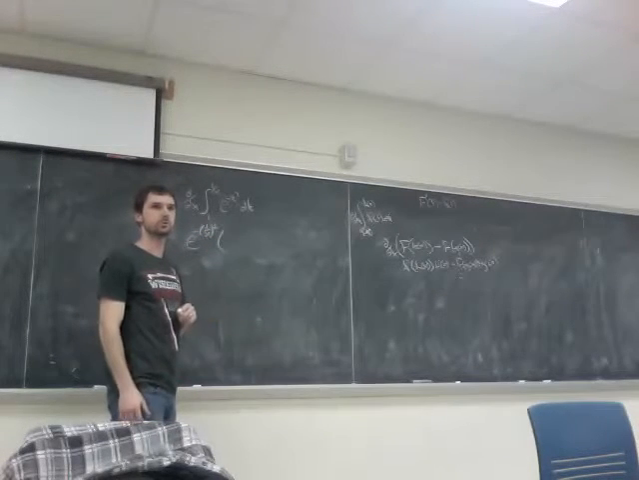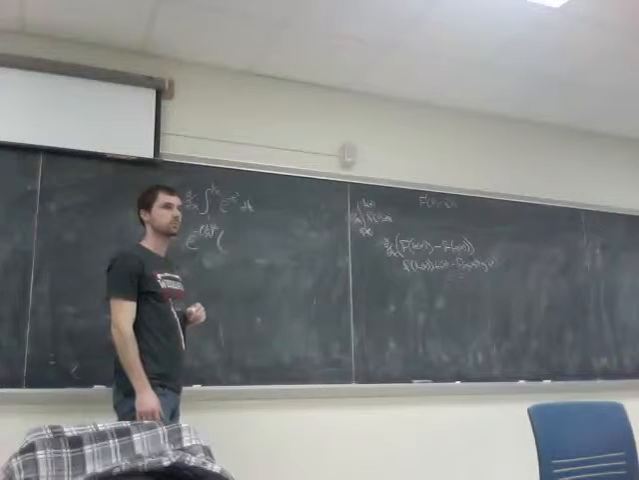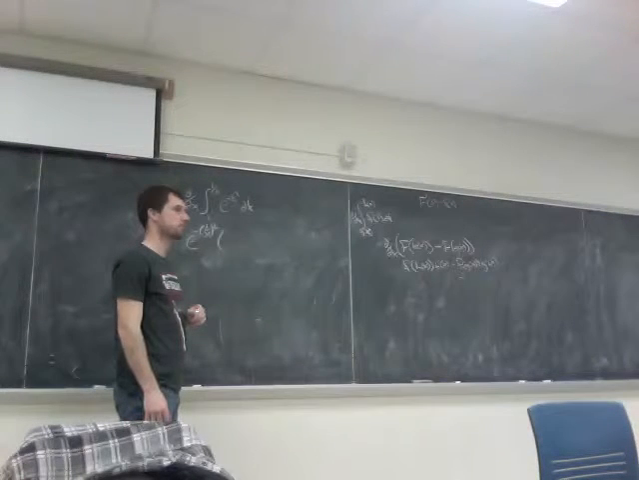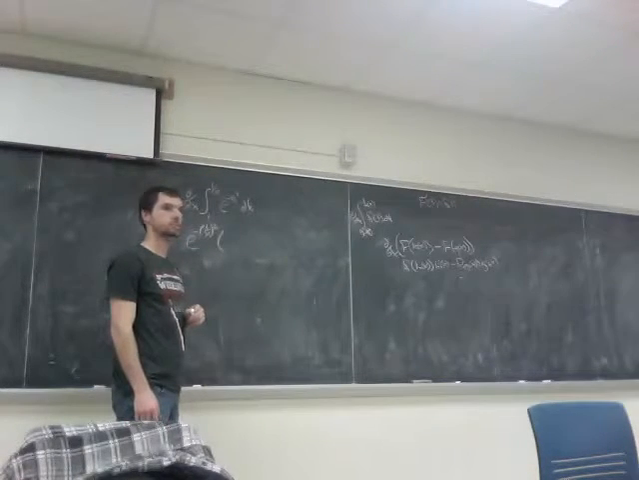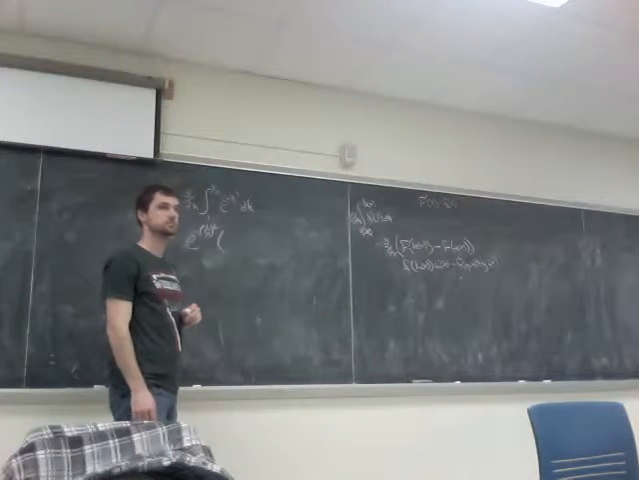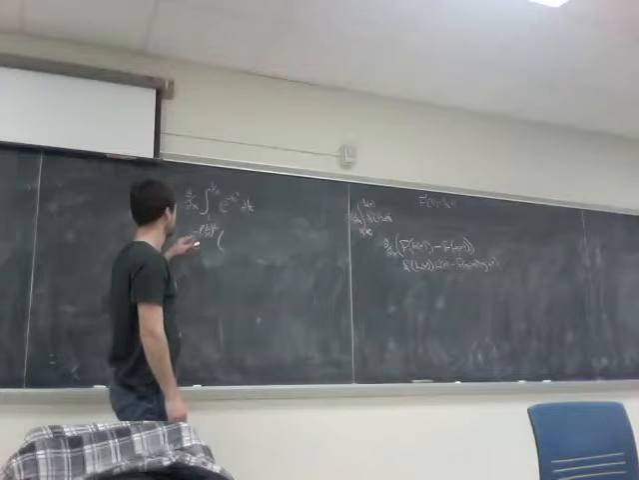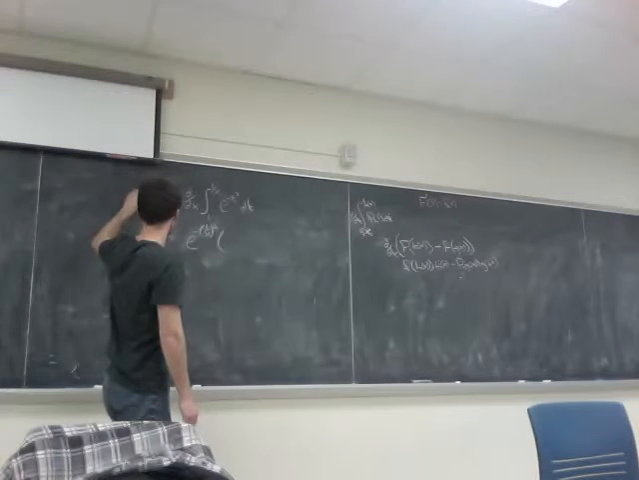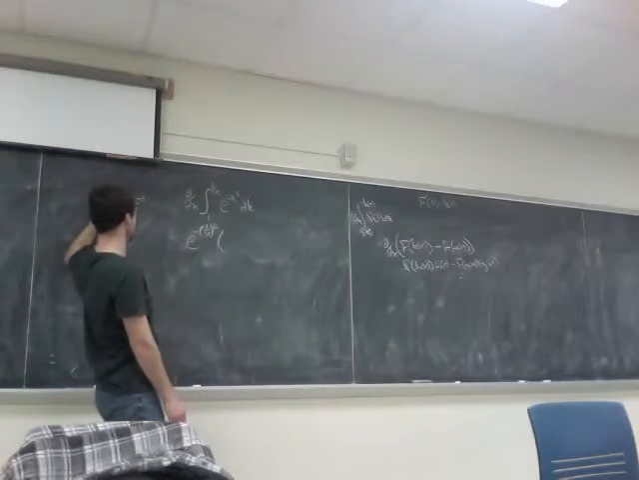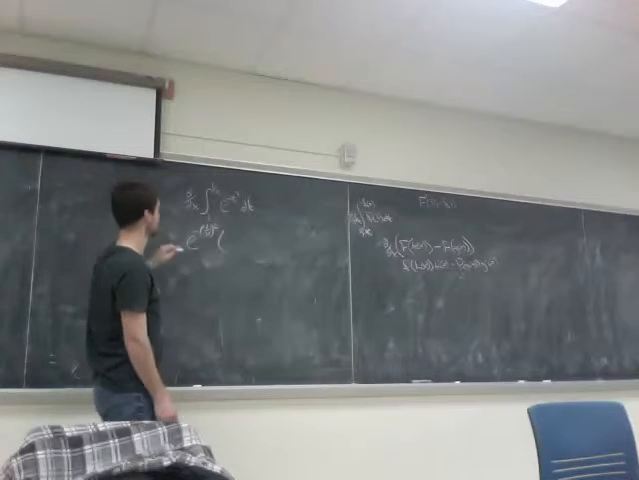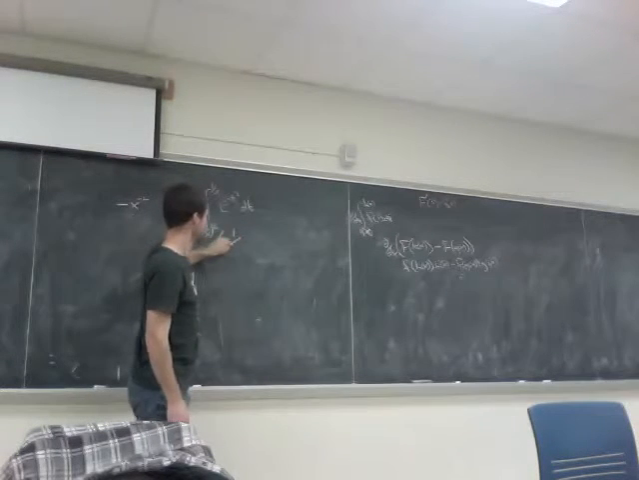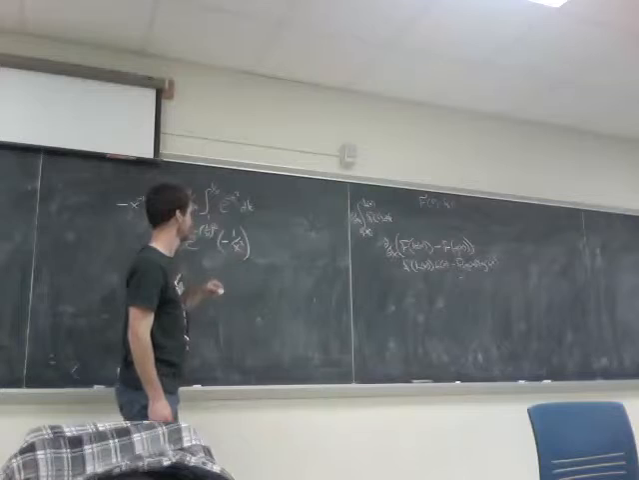What's the derivative of 1 over x? What is it? So this would be x to the negative 1. Move that down, subtract 1. So it's negative 1 over x squared.